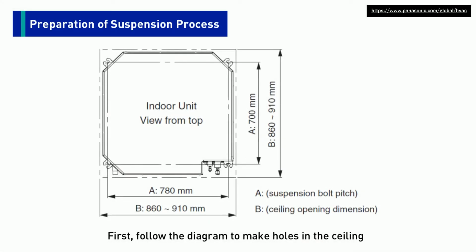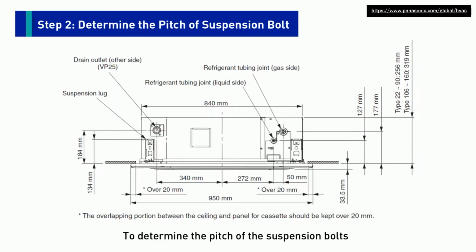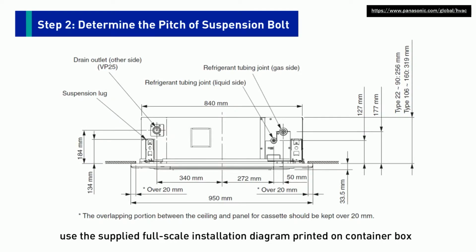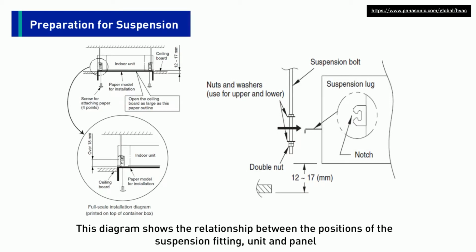First, follow the diagram to make holes in the ceiling. To determine the pitch of the suspension bolts, use the supplied full-scale installation diagram printed on the container box. This diagram shows the relationship between the positions of the suspension fitting, unit and panel.